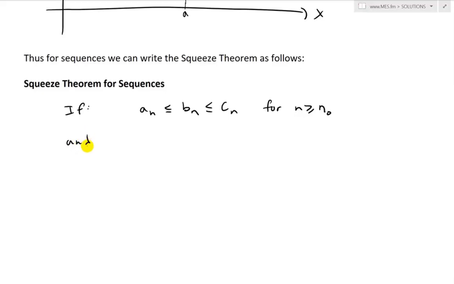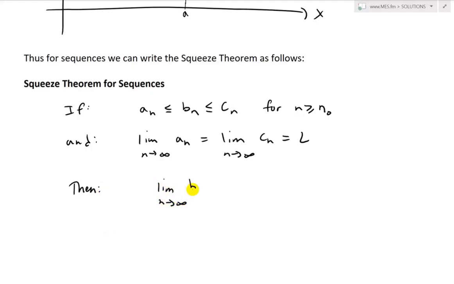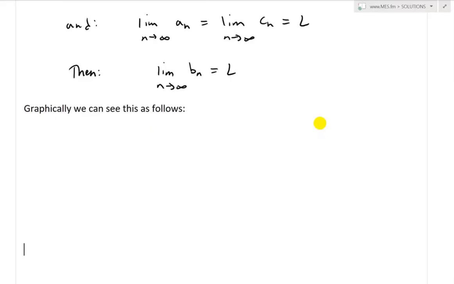And we have the limit as n approaches infinity of a_n, if this equals the limit as n approaches infinity of c_n, which equals L, then by the squeeze theorem b_n gets squeezed inside. So then the limit as n approaches infinity of b_n, the in-between function, is also equal to L, and it gets squeezed. And then graphically we can see this as follows.